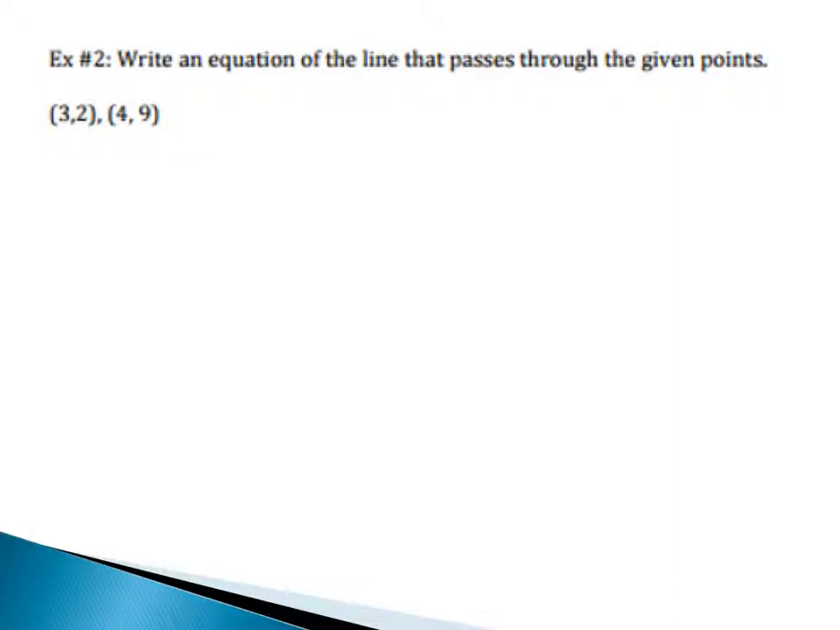Next one, we're going to write an equation of a line that passes through not one point and a slope, but now we have two points. So same thing again. I'm just going to sketch this, and I'm going to draw up a (3, 2), which would be 3 to the right, 2 up.